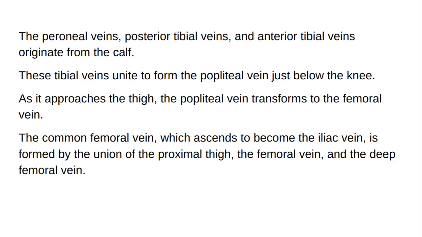Speaking of the venous anatomy of the lower limbs, the peroneal veins, posterior tibial veins, and anterior tibial veins originate from the calf. Additionally, the intramuscular venous plexuses of the gastrocnemius and soleal connect to the peroneal veins. These tibial veins unite to form the popliteal vein just below the knee. Against gravity, these systems force blood upward from the feet. As it approaches the thigh, the popliteal vein transforms to the femoral vein. The common femoral vein, which ascends to become the iliac vein, is formed by the union of the proximal thigh, the femoral vein, and the deep femoral vein.